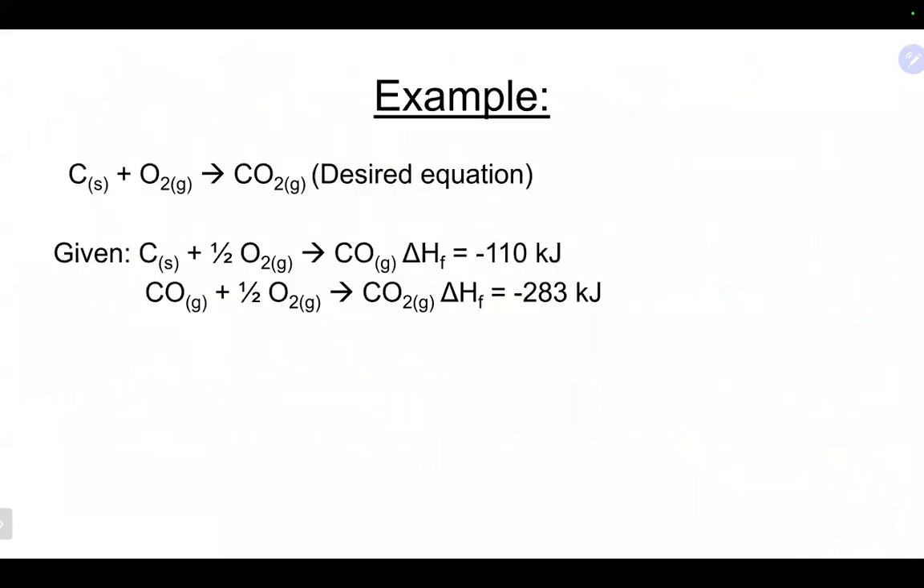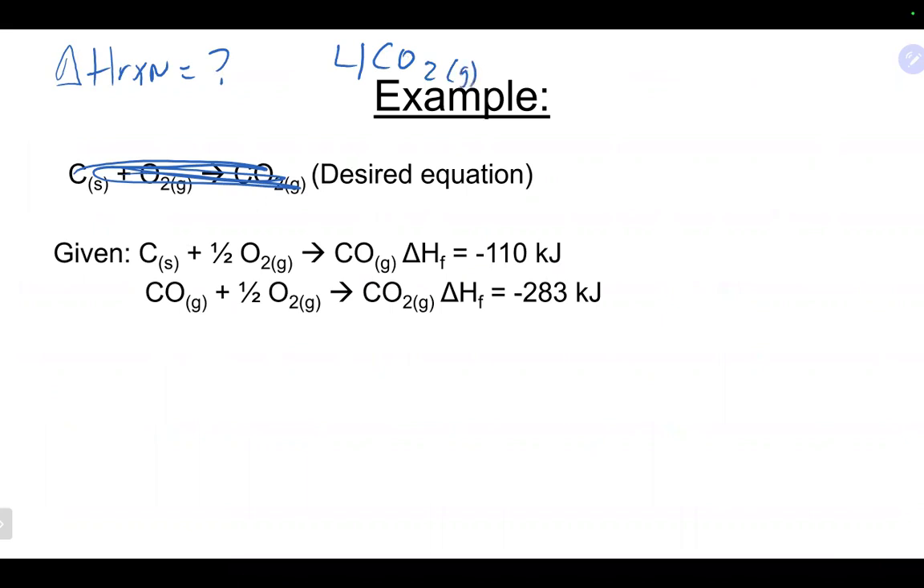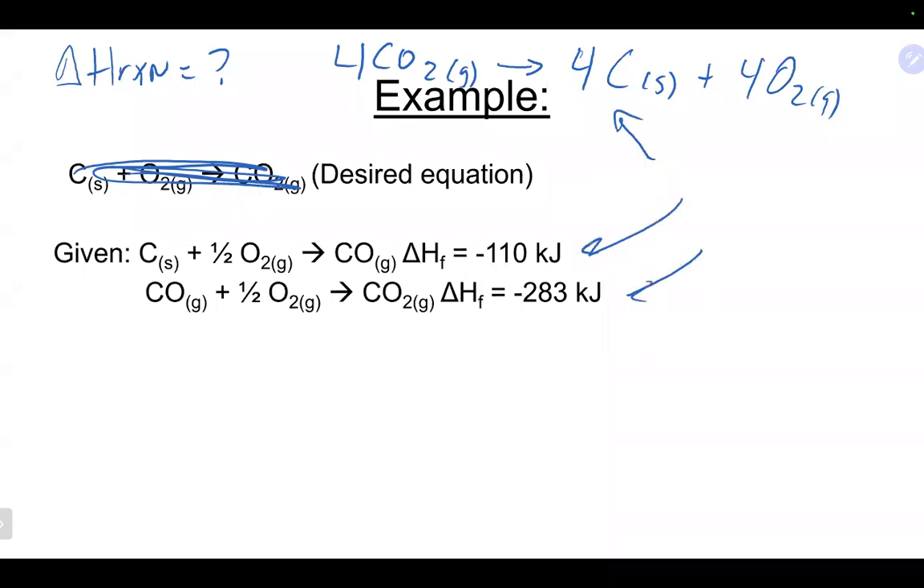Actually, let's do a different one here. Let's do, what is the delta H for 4 CO2 to 4 carbon and 4 of the oxygen? All right. So we're looking for the delta H of this reaction using these two equations down here.